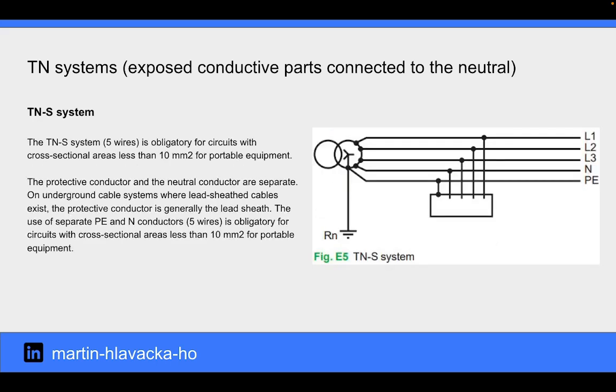The TNS system is obligatory for circuits with cross-sectional areas less than 10 mm squared and for portable equipment. The protective conductor and the neutral conductor are separate. On underground cable systems, where lead sheathed cable exists, the protective conductor is generally the lead sheath. The use of separate PE and N conductors is obligatory for circuits with cross-sectional areas less than 10 mm squared and for portable equipment.